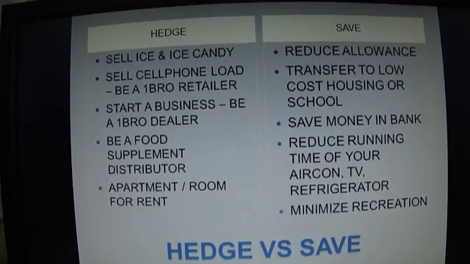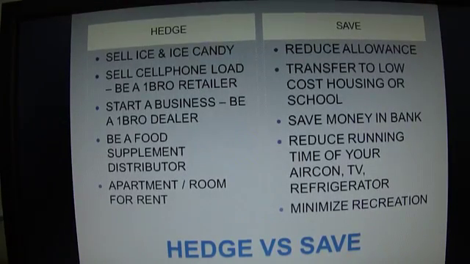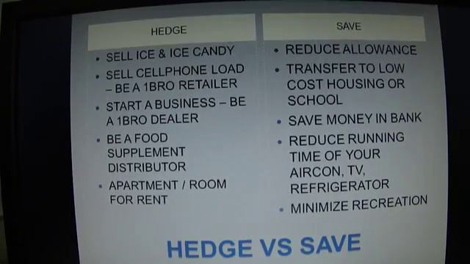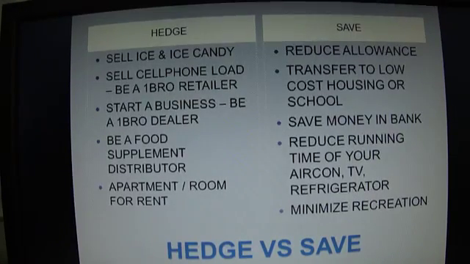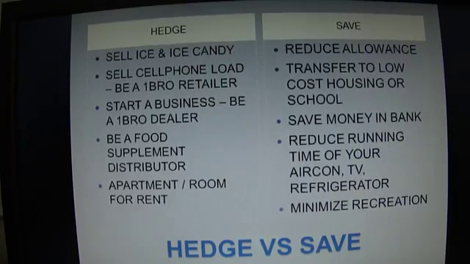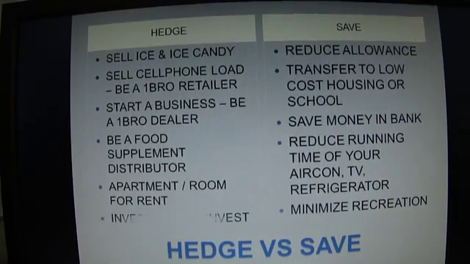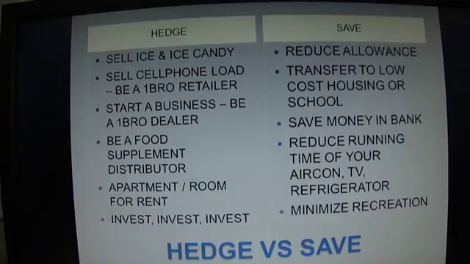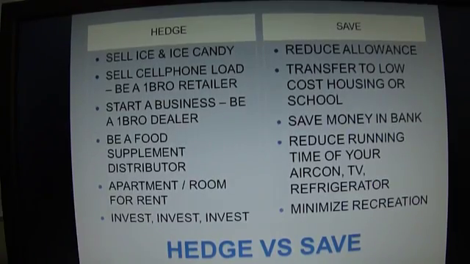For example, we have an apartment. The other room can be open for bed spacers in order for us to hedge for the apartment rent. In short, to hedge, we must invest, invest, and invest. Now we will compare the difference of business earnings and bank savings.